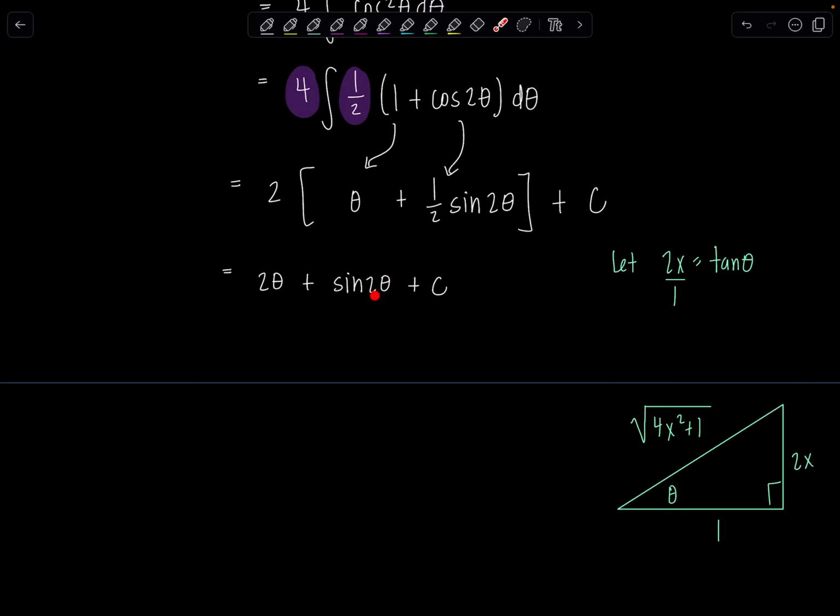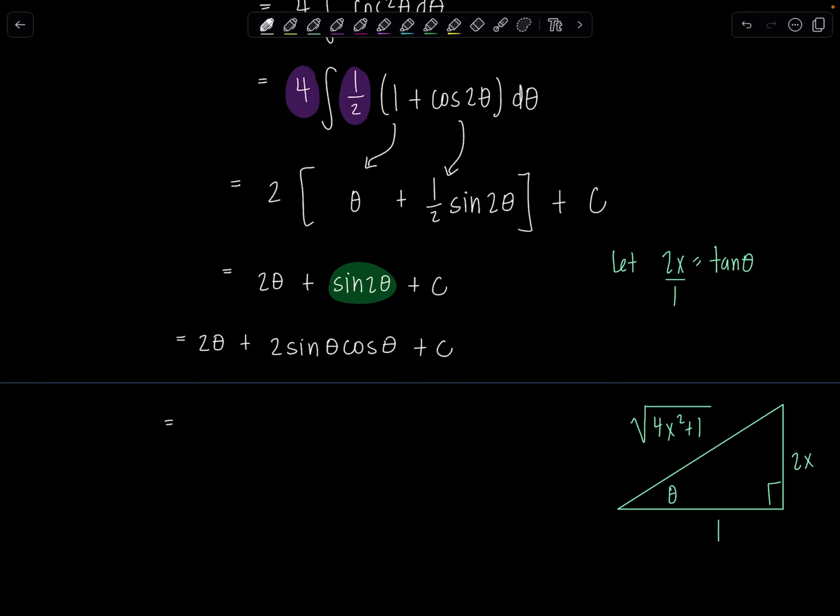Now notice, this is a triangle for the angle theta. However, I have a 2 theta here. That's going to be problematic. Not really. We have a double angle identity, so I'm going to replace sine 2 theta accordingly. That way this triangle will be of use to me. So this is 2 theta plus, replacing sine 2 theta with 2 sine theta cosine theta, plus c. Now it's triangle time.